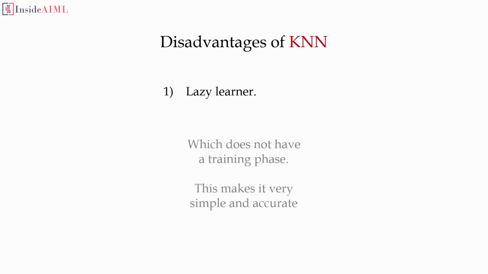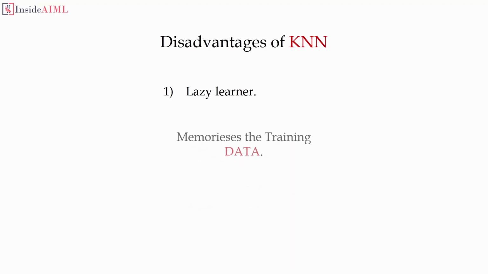The very first disadvantage of KNN is that it's a lazy learner. A lazy learner is an algorithm which does not have a training phase. Although it makes it computationally easy to process, it is highly prone to outliers and missing data. Instead of training itself on the training data, like in logistic or linear regression, it just memorizes the training data. So if your data has too many outliers, it can affect your classification model in a bad way.